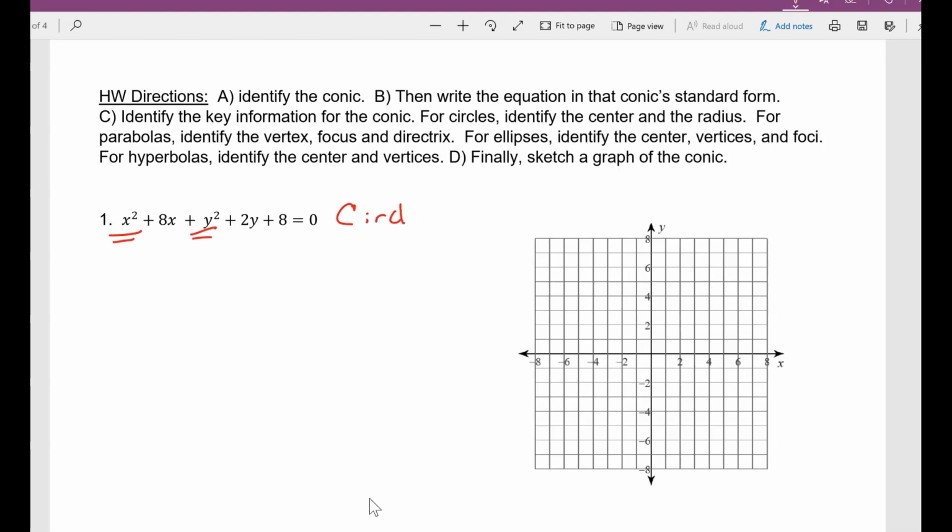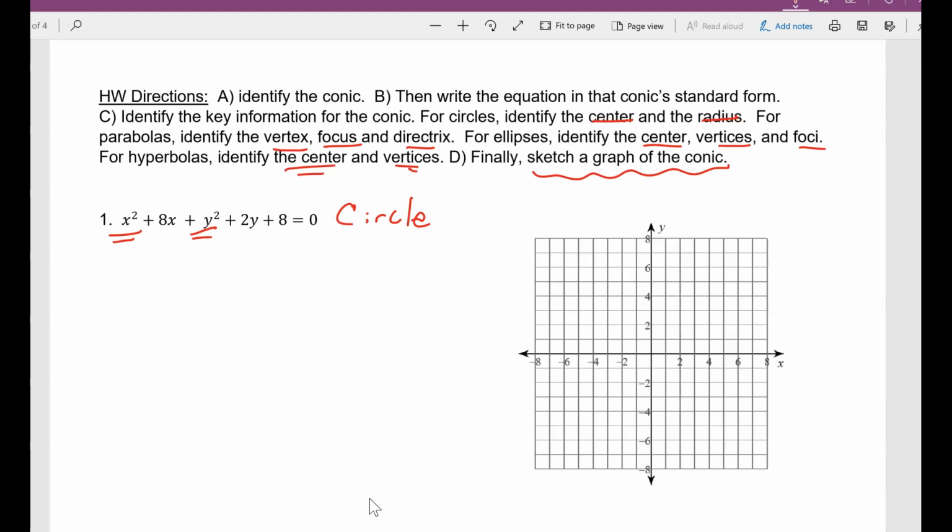So the first thing you have to do is tell me that it is a circle, okay? Then do like what you've been doing already. Change it to standard form, and then pull out the key information. And then I went and explained what are the key informations for each one. For circles, you're going to do the center and the radius. For parabolas, vertex, focus, directrix. For ellipses, center, vertices, and foci. Hyperbolas, you're just going to tell me the center and vertices. And then last but not least, what we've always been doing, sketching the graph.